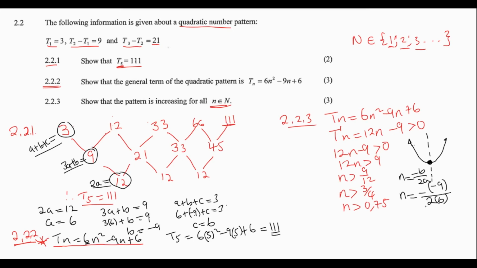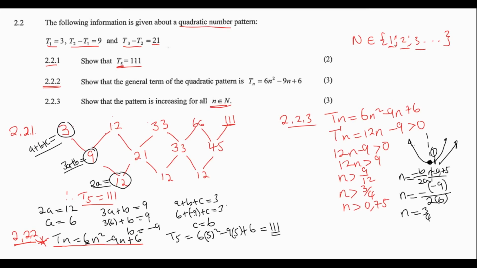And then what do we get? We get that n is equal to 3 over 4, 0.75. So it means n is equal to 0.75. But remember, n is the number of terms. It can only be a natural number. So it is increasing from where? It can only be increasing from 1 onwards. So when n is 1 or more, that's when the graph is increasing.